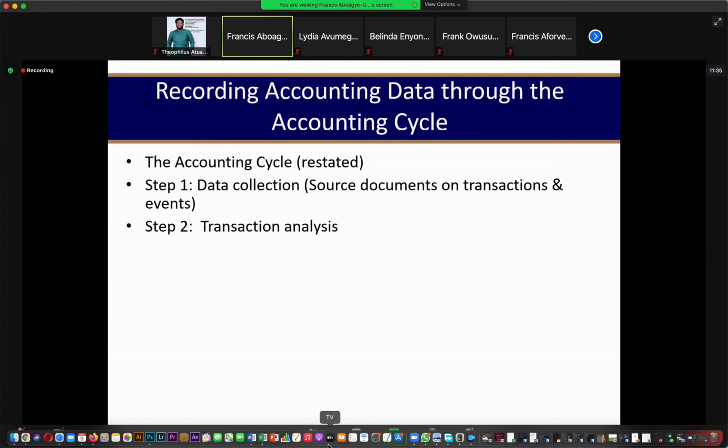And the data collection, one of the key means of collecting data is to have a document that authenticates the transaction. And accounting will refer to that as source documents. Okay, can somebody give us an example? We're just recapping what we did last week. Can somebody give an example of what a source document is?